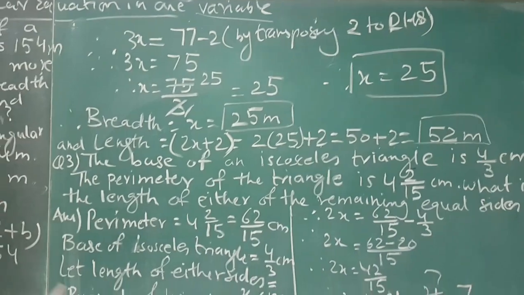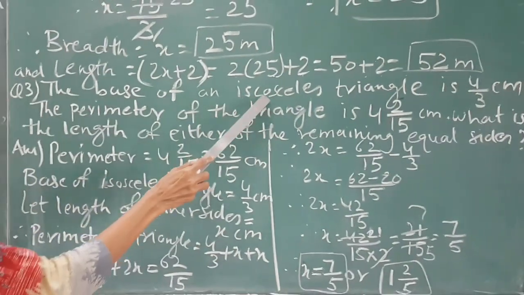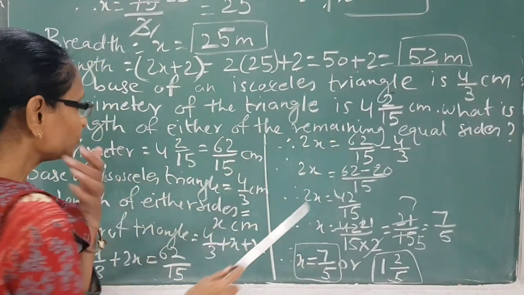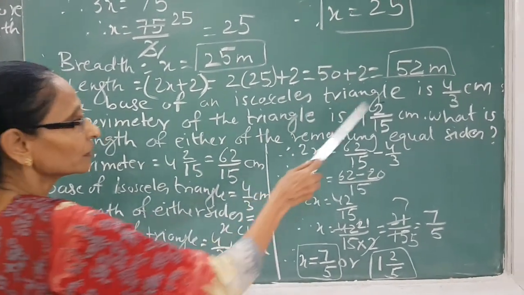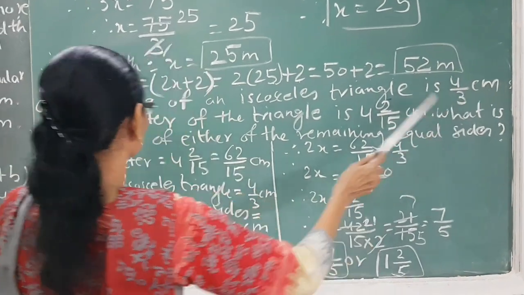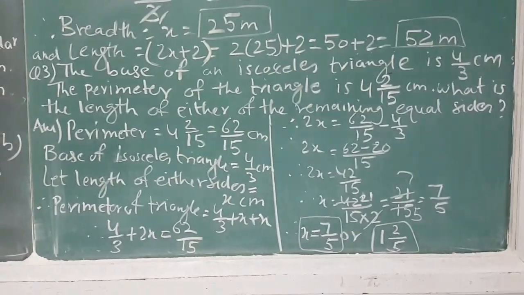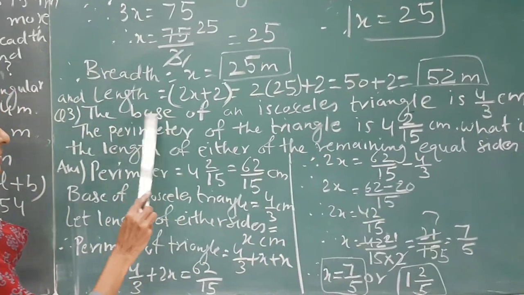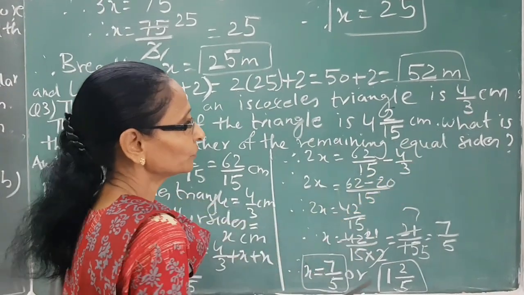Clear? Now let us do question number 3. The base of an isosceles triangle, you know what an isosceles triangle is, is 4 upon 3 centimeter. The perimeter, start question number 3. The base of an isosceles triangle is 4/3.